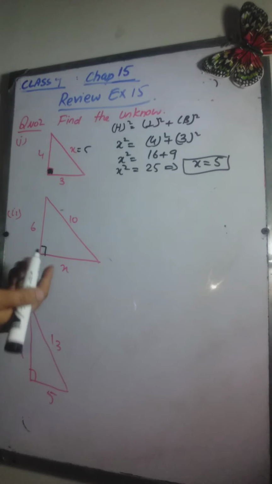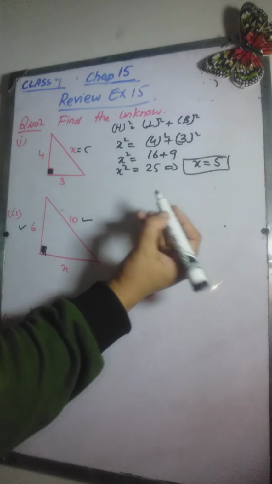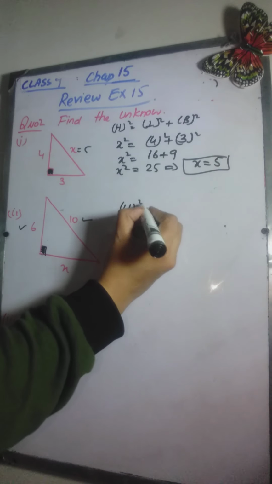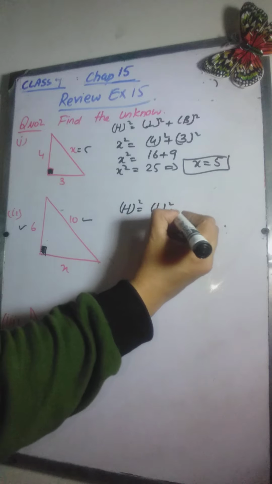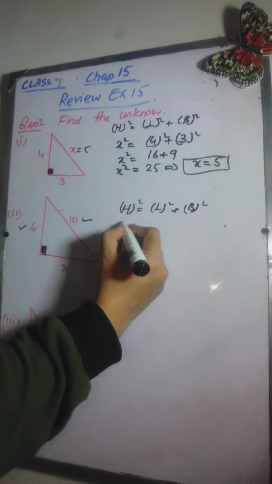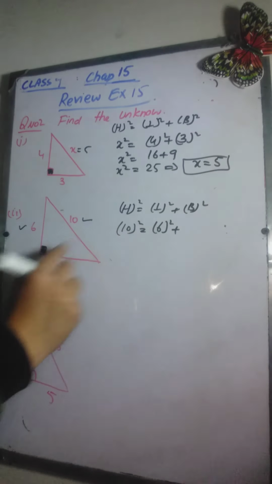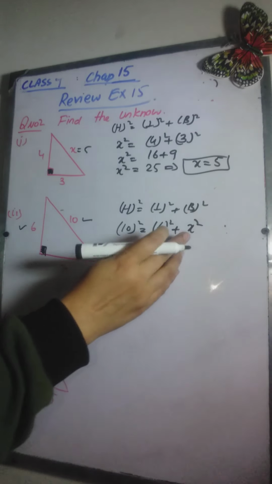Similarly, in this question again we have a right triangle. In this we are given the hypotenuse and the perpendicular. We have to find the base. Again using the same formula, hypotenuse square equals perpendicular square plus base square. Hypotenuse is 10. So 10 square is equal to 6 square plus the base, which is the unknown side. We have to find this.